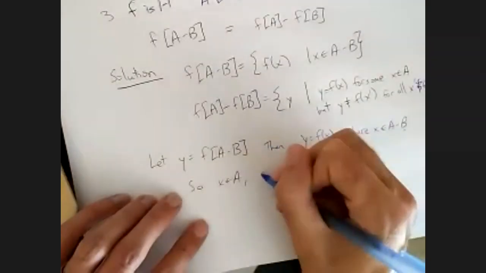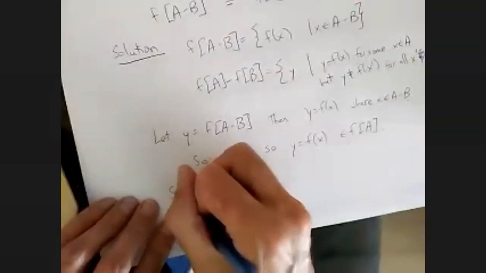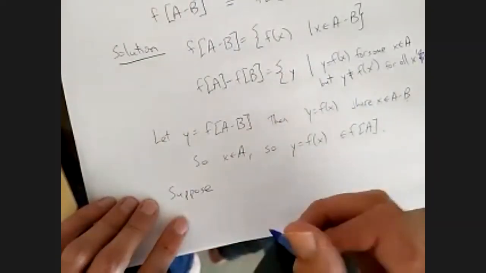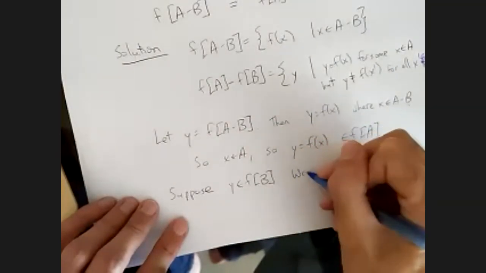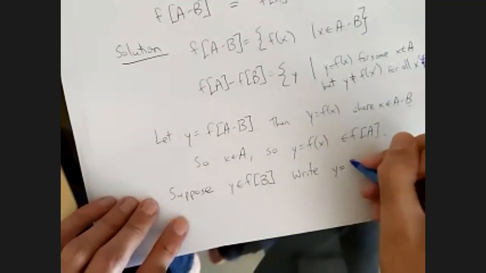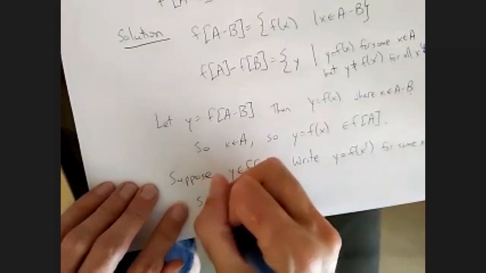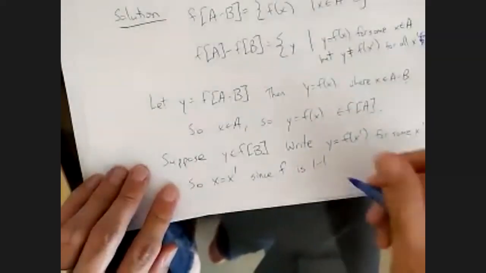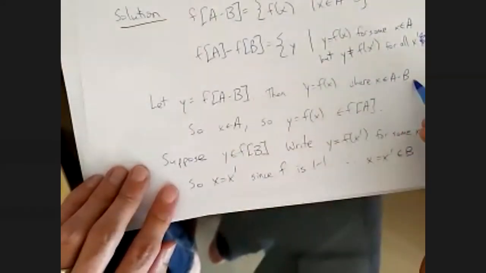So X is in A, so Y equals F of X is in F of A. Okay, now suppose for a contradiction that Y is in F of B. Again, this is to obtain a contradiction, write Y equals F of X prime, some X prime in B. Now, F of X equals F of X prime. Since F is 1 to 1, here's where we use that F is 1 to 1. Therefore, X, which is X prime, is in B. That's a contradiction since X is in A minus B.